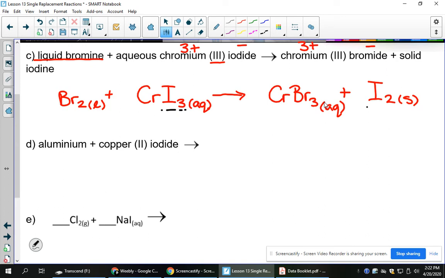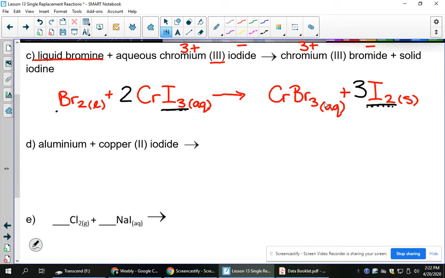I see that they have 3s and 2s, and we practiced last week how to balance 3 and 2. We used the lowest common multiple of them, which is 6. So I need to make 6 iodine. 2 times 3 would make 6, and 2 times 3 would make 6.